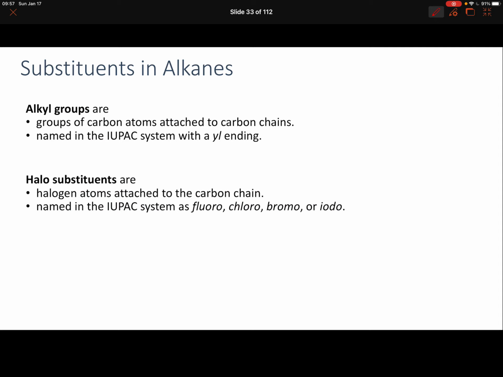Substituents in alkanes can be carbon groups attached to the chain, but they can also be other things. When they're carbon groups, we call them alkyl groups. These are carbon atoms attached to the carbon chain. When we name these, we give them a YL ending. So a CH3 group sticking up, one carbon, is called methyl. Remember, methane is what we would have called it by itself, but now it's a group on a bigger chain, so it's a methyl.